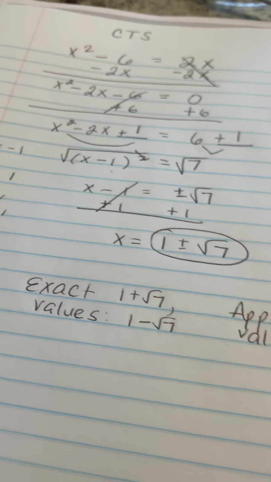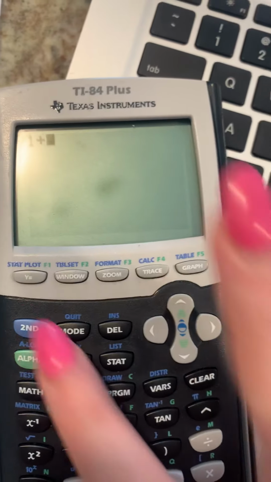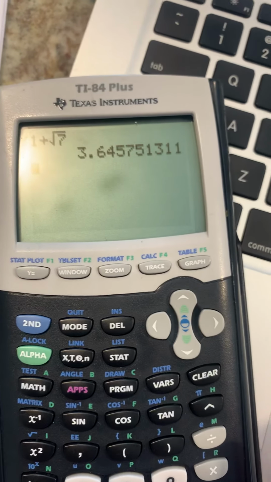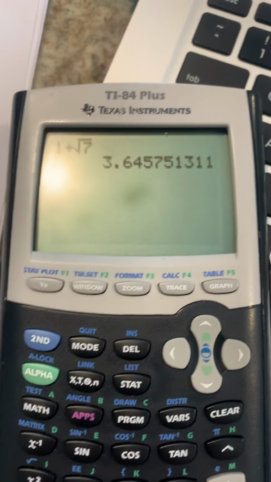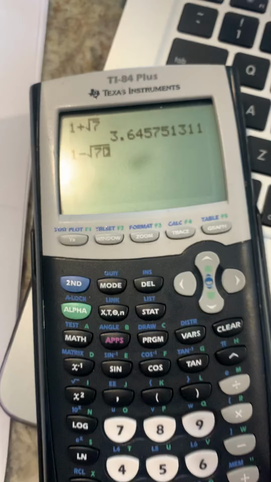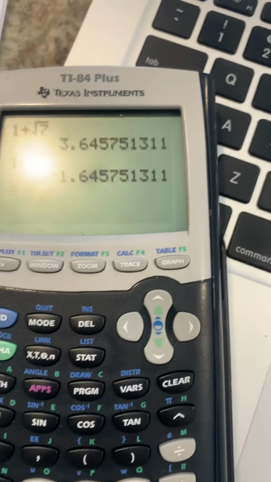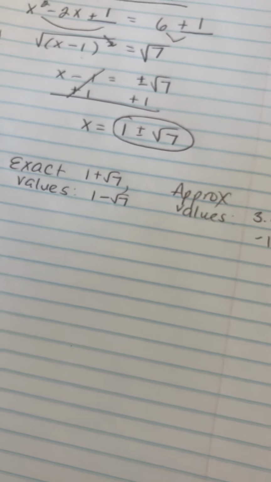If I want the approximate values of the answer, remember I have to go into my calculator and do 1 plus the square root of 7. So that would be approximately 3.6, depending upon how they want you to round it. And then 1 minus the square root of 7, that would be approximately -1.6. So depending upon if they want the exact values or the approximate values, that's what you would give them.